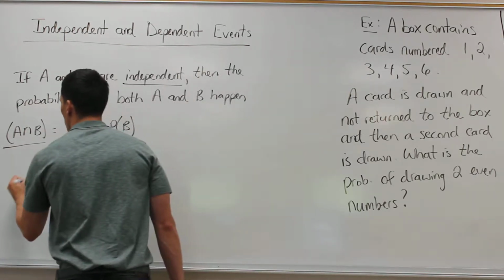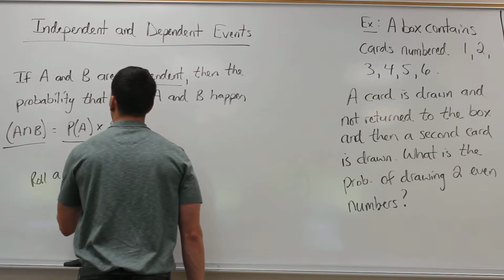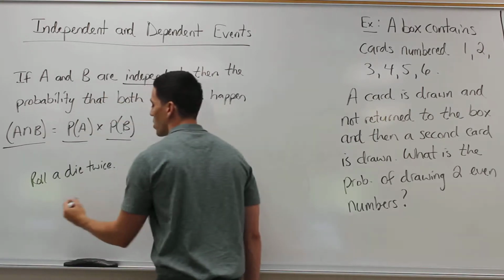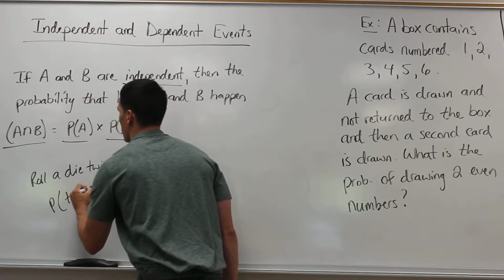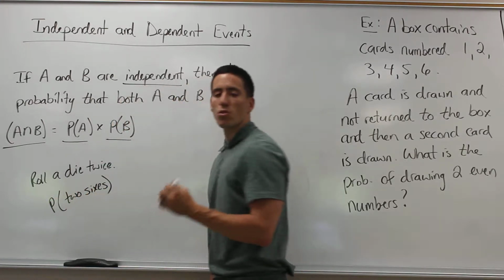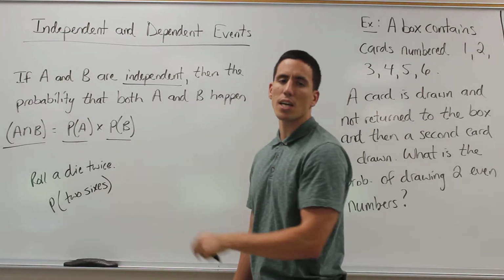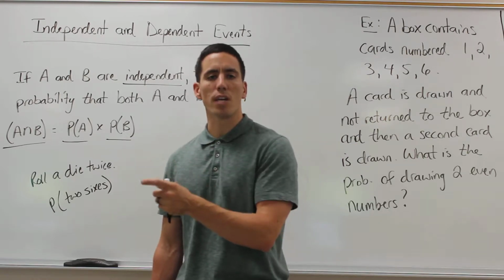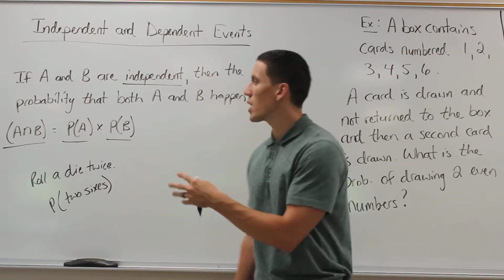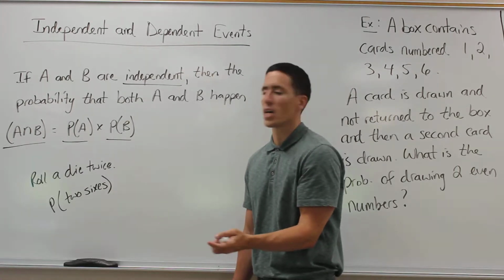Let's say you roll a die twice, and we want to know the probability of getting 2 6s. So you roll a die, you need to get a 6, you pick it up, you roll it again, you need to get another 6. First of all, we have to answer, are those two events dependent or independent? The answer in this case is independent. What we get on the first die doesn't have any bearing on what we get on the second.